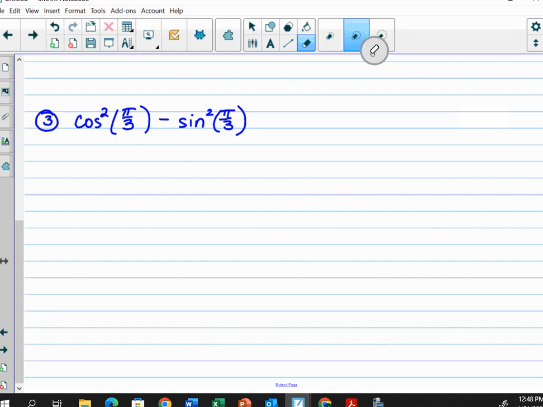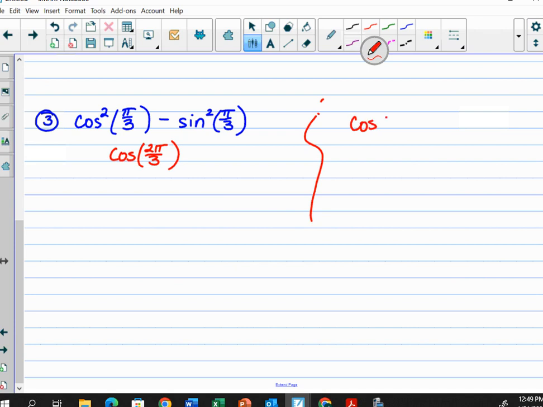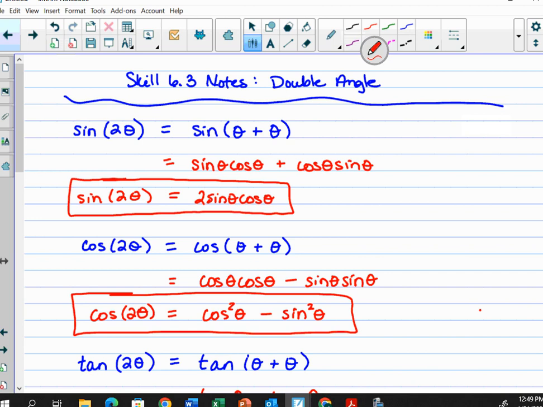Cosine 2 theta, right? Okay, and what is the theta this time? Yeah, so this is really cosine of 2 pi over 3. Does that make sense? We're doing 2 times the angle that was in there. Do you see cosine of 2 theta? So Julian, over here, cosine of 2 theta is cosine squared theta minus sine squared theta, yes? Is that a formula from today? Yes.